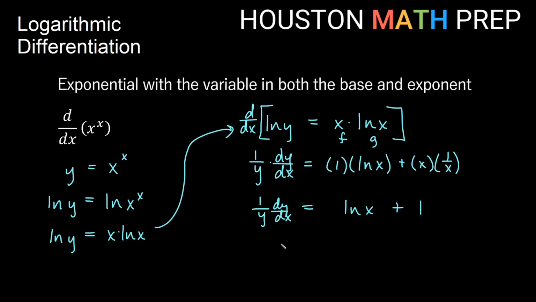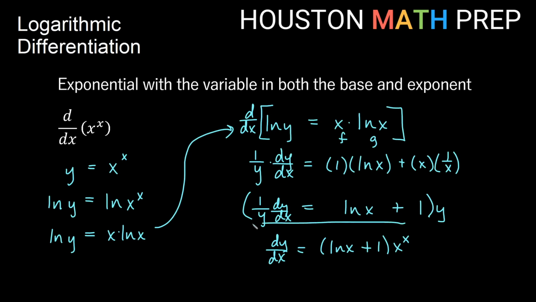And remember our last step, right? Now we multiply this y to the other side, and we'll replace it with the original. We said that y was x to the x before, so when I multiply y to the other side, then we'll get that dy dx, our derivative we were looking for, is actually ln of x plus 1, and replacing our y, we get times x to the x for this.